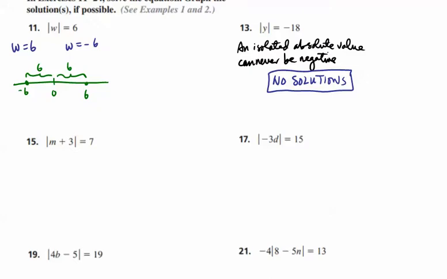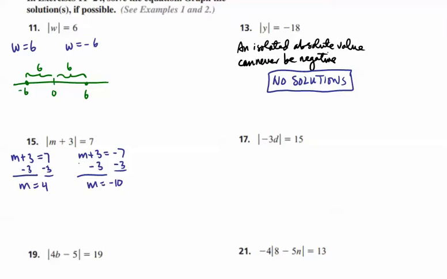In problem number 15, once again we can begin by setting up two equations. M plus 3 equals 7. M plus 3 equals negative 7. Subtract 3 on both sides. We get m is equal to 4. And then the second equation, subtract 3 on both sides. We get m is equal to negative 10.